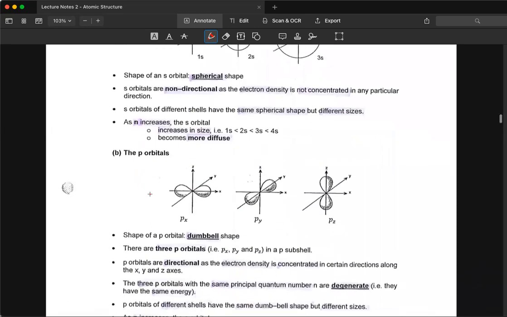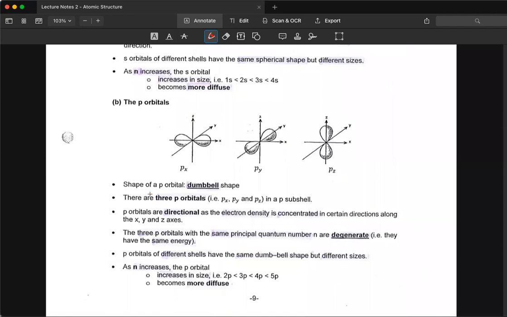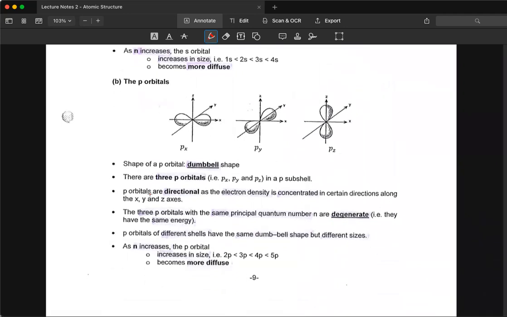diffuse. For the p orbitals, the shape of the p orbital is dumbbell shape. There are 3 orbitals, x, y, z, in the p subshell. The p orbitals are directional as the electron density is concentrated in certain directions along the x, y, z axes. The 3 orbitals have the same principal quantum number and are degenerate.